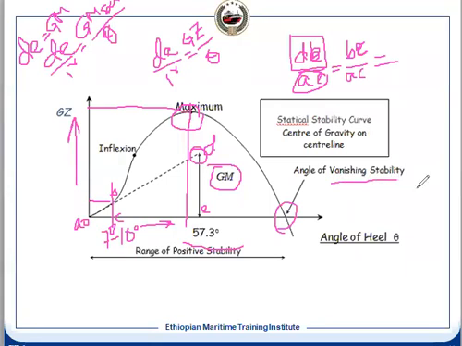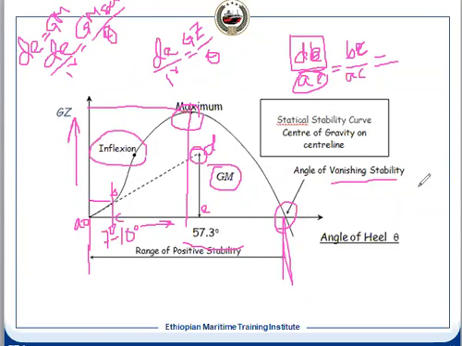That is called vanishing stability. After that, it will capsize the vessel. So after that, GZ will become negative, because this side is positive and this side is negative. The range from here to here is the range of positive stability, because still it is not negative. And there is another piece of information it gives, that is the point of inflection.